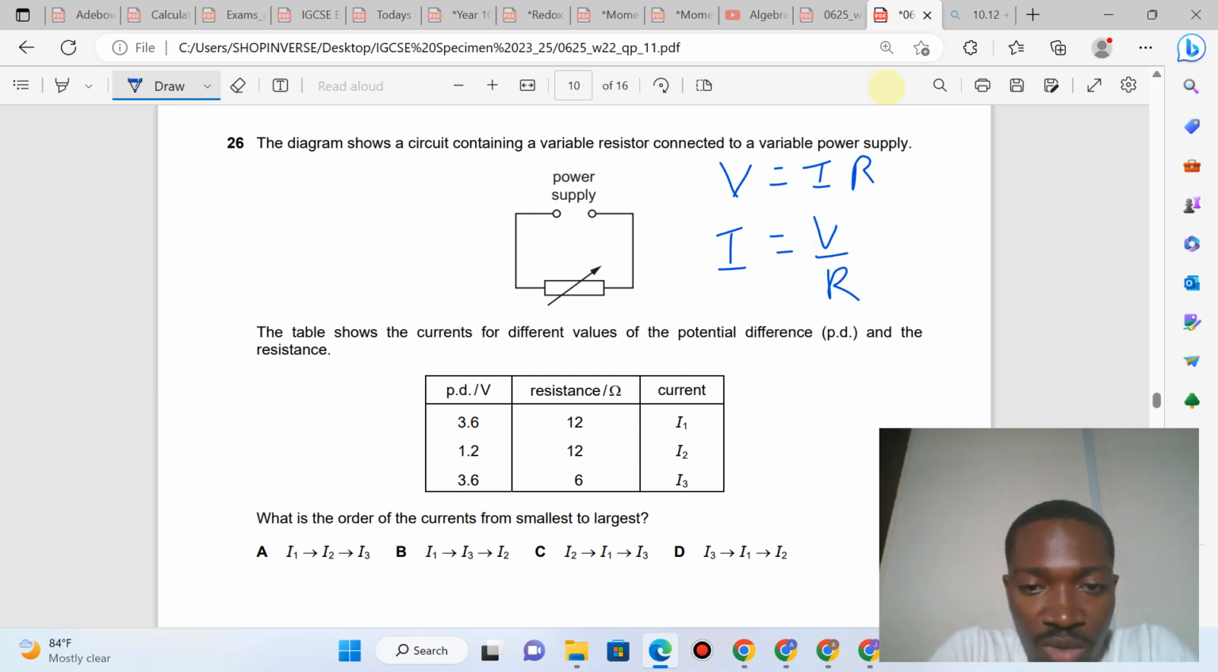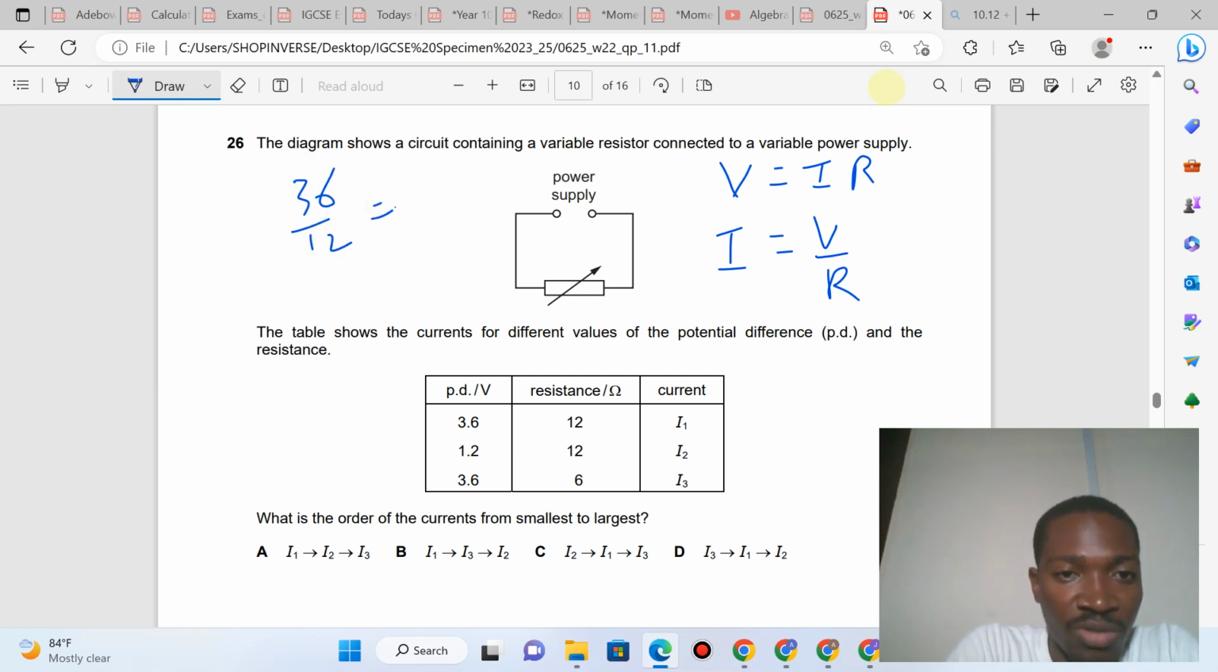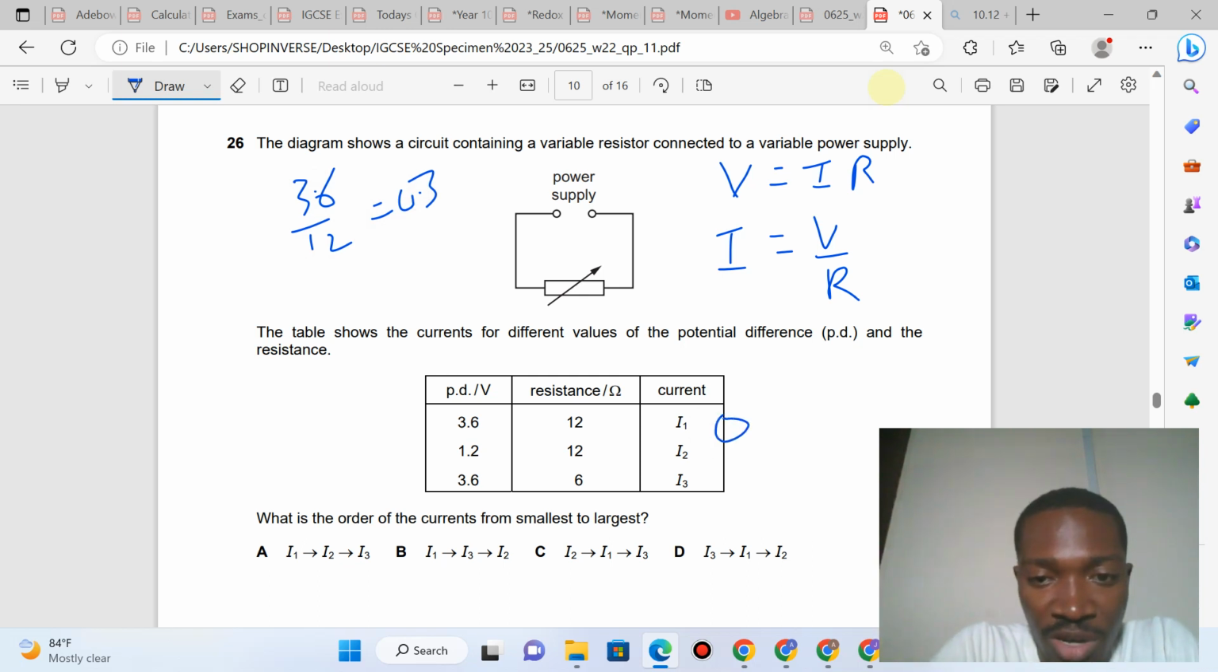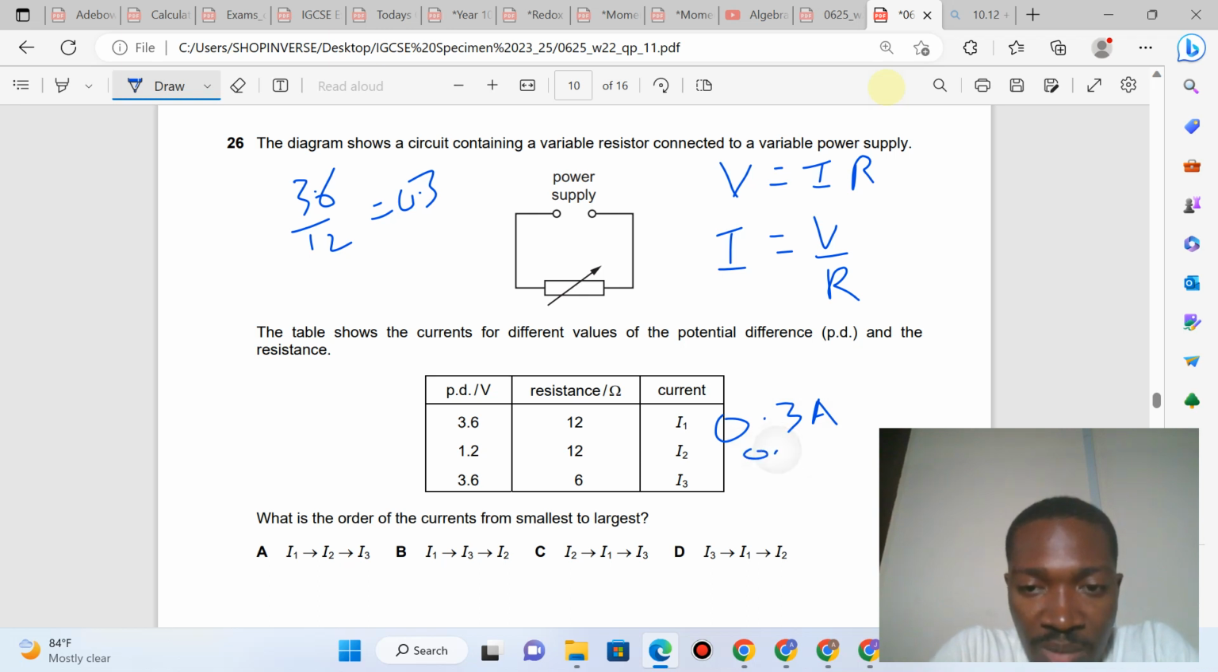3.6 divided by 12, the first case. 36 divided by 12 gives you 3, so 3.6 divided by 12 will give you 0.3. So our first current is 0.3 amperes. The second one, 1.2 divided by 12, will give you 0.1 ampere. And the last one, 3.6 divided by 6, that is 36 divided by 6, will give you 0.6 ampere.